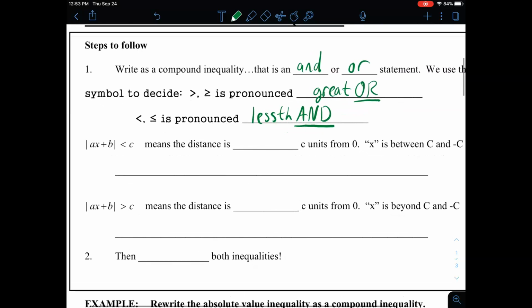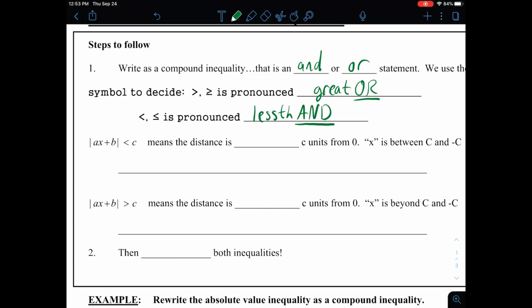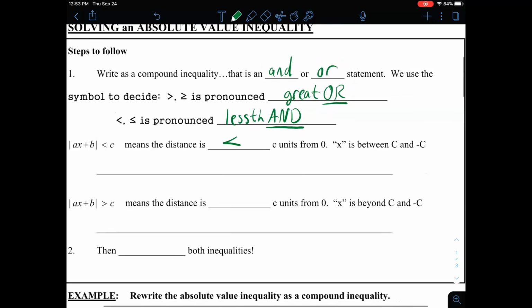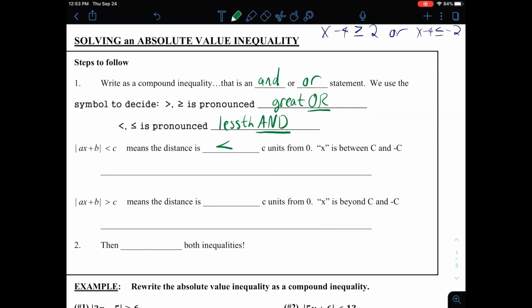Okay, so what does this mean? The absolute value of ax plus b is less than c. It means the distance is less than c units from 0. So for example, if we had the absolute value of x is less than 3, it's saying that the distance from x to 0 is less than 3, okay? The distance from x to 0 is less than 3. And we can rewrite this.